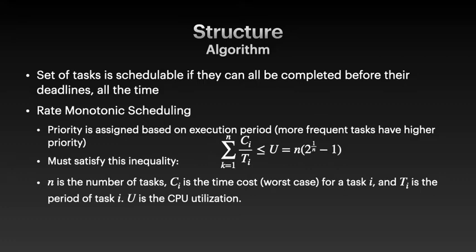For this algorithm to work, the sum of each task's time cost over its time period must be less than or equal to the CPU utilization, which is given in the formula on the slide. The scheduler won't attempt to schedule tasks it knows it can't schedule.